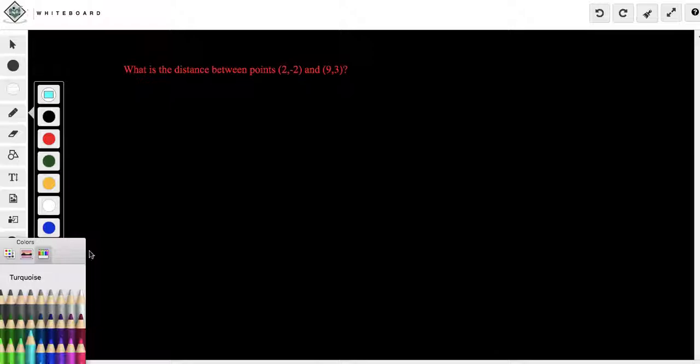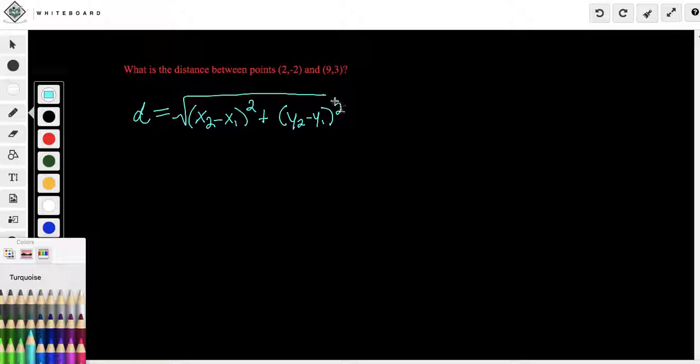So first, before we start, let's go ahead and write out the distance formula. Distance equals the square root, a big long square root sign, of the change in x, or x2 minus x1, squared, plus the change in y, or y2 minus y1, squared. That is going to be our formula.